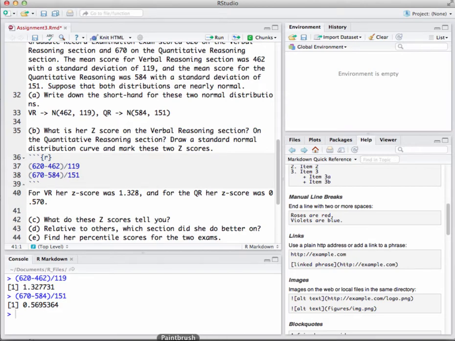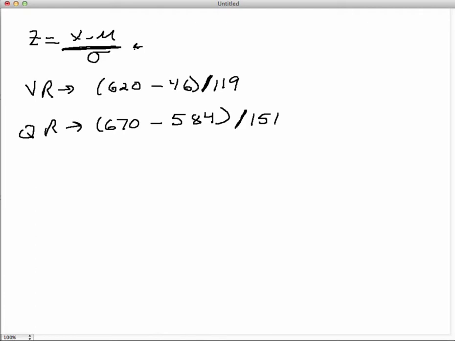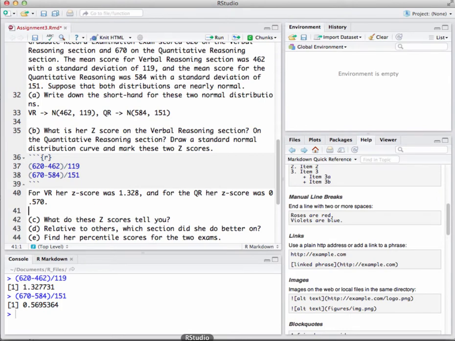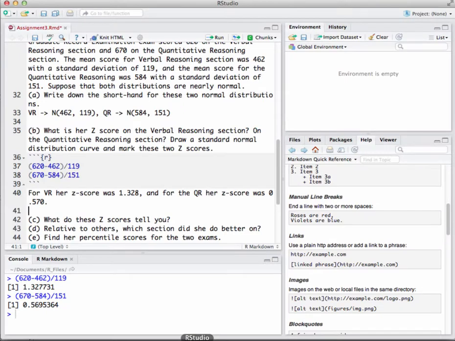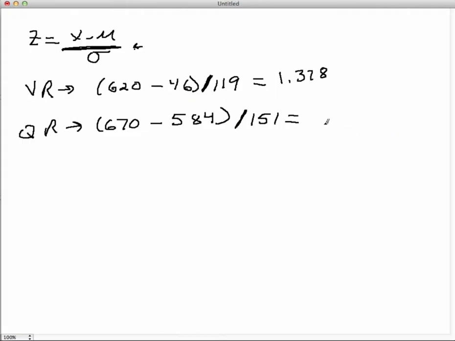All right, so let's go back over to the whiteboard for just a moment here, and let's go ahead and put in our numbers here. So let's see, what are the 2 numbers? They are 1.378. And then let's see, what do we got for the other? It's 0.570, okay?